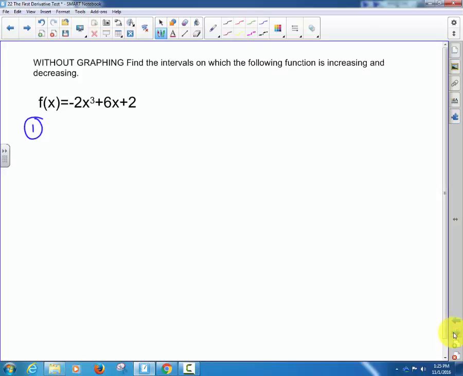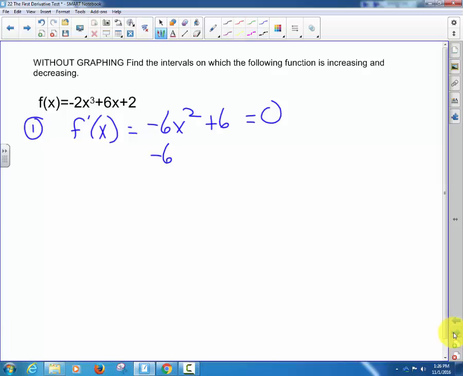So the first thing we're going to do is find the derivative, negative 6x squared plus 6, and set it equal to 0. I told you, if you don't know what to do, find the derivative and set it equal to 0. It's probably going to be right. Now, can we solve that out? How many answers do we expect to get there? 2. So let's solve that out.